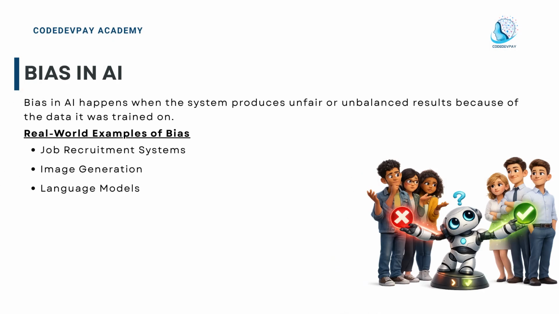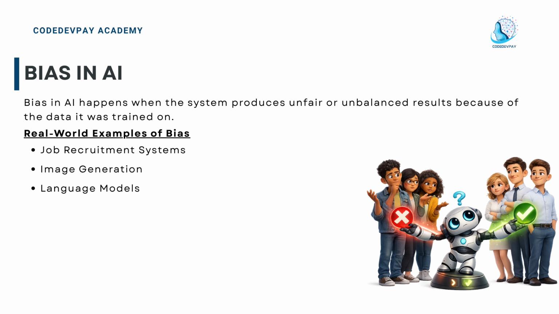So the next thing to look at is bias in AI. Bias happens when the system produces unfair or unbalanced results because of the data it was trained on. We should know that AI learns from existing data. So if the data that was used to train the AI contains bias, the AI will repeat that bias or even amplify it.